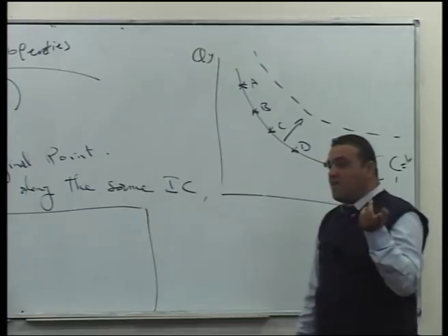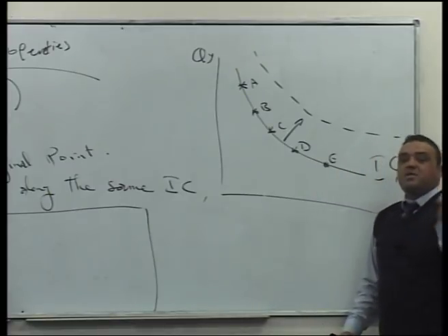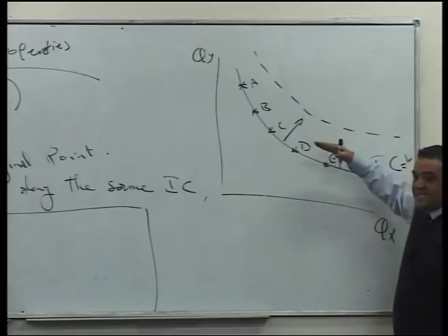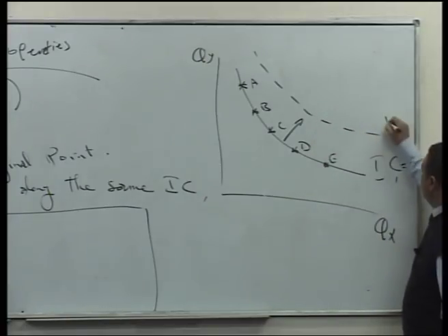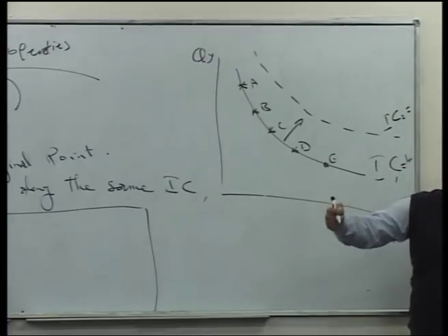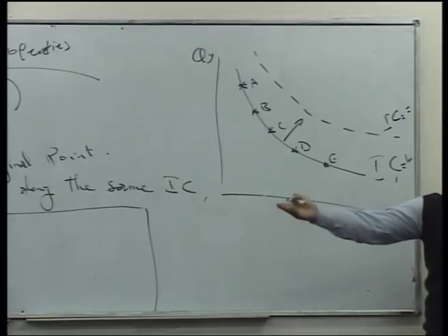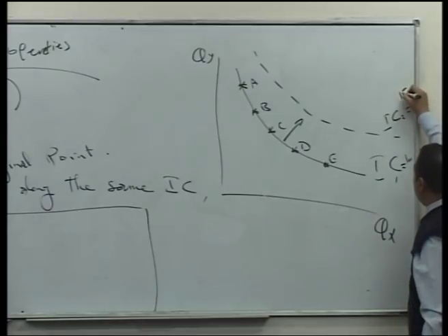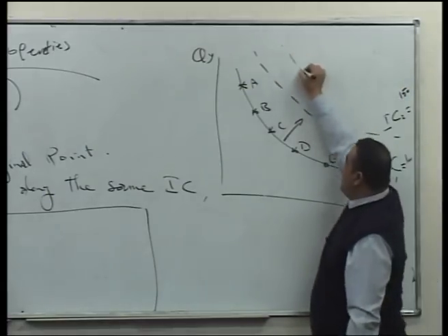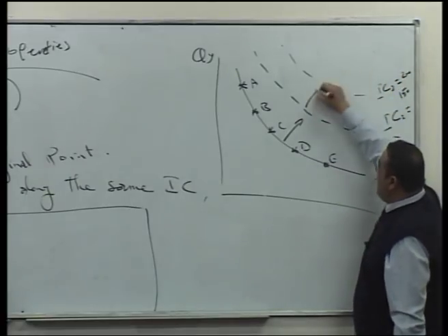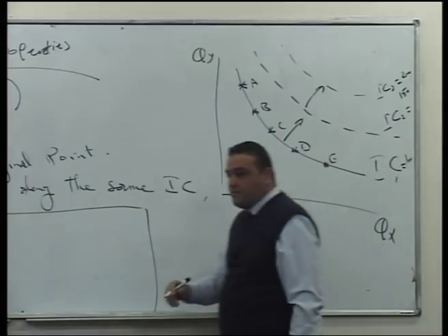A movement or a full rightward shifting of IC from IC1 to IC2 means that the consumer gains larger total utility. So here IC2, let us assume 150. IC3, 200, and so on.